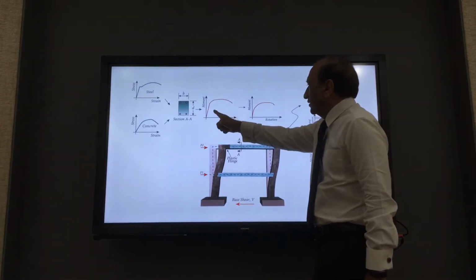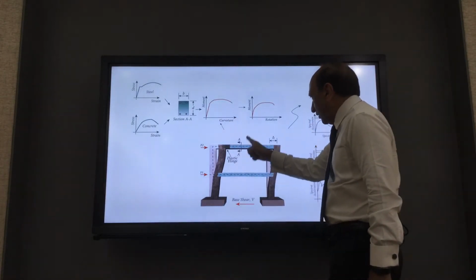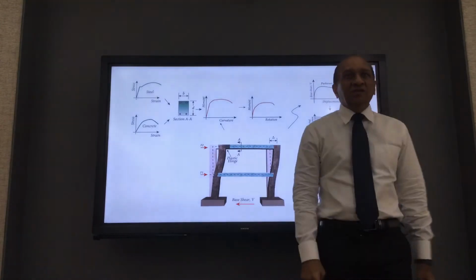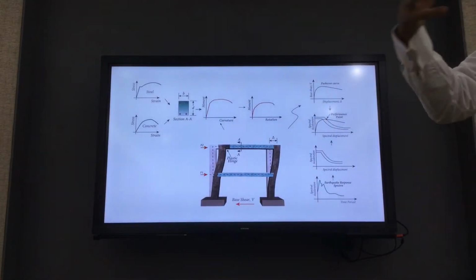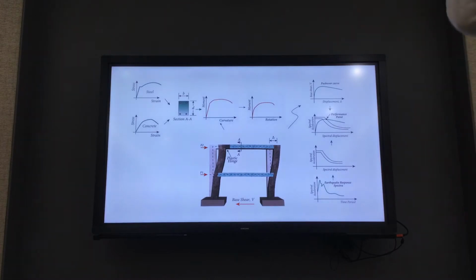Actually, we can generate this curve for every cross section if the reinforcement is changing. If the reinforcement is the same, you will have the same moment curvature curve. But if the reinforcement is changing in the beam, every cross section will have a different moment curvature curve.